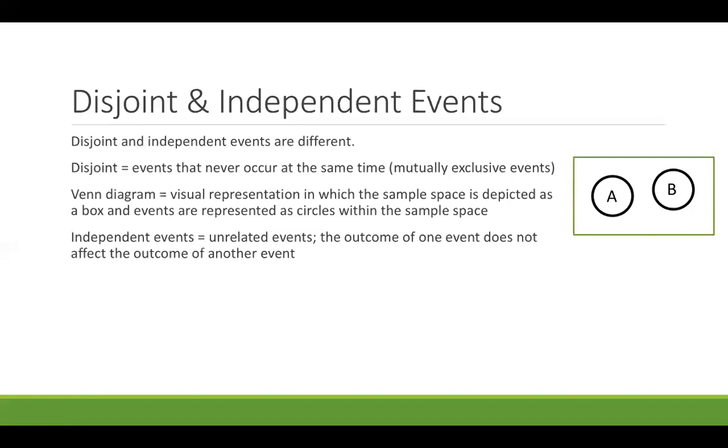And then independent events are unrelated. So they're not related to each other. The outcome of one event does not affect the outcome of another event. So if something happens in one group, that doesn't necessarily mean that that effect, whether it be positive or negative, will have a positive or negative effect on the other event.